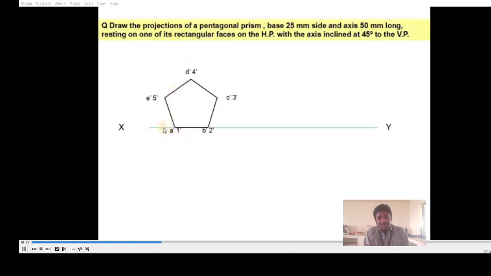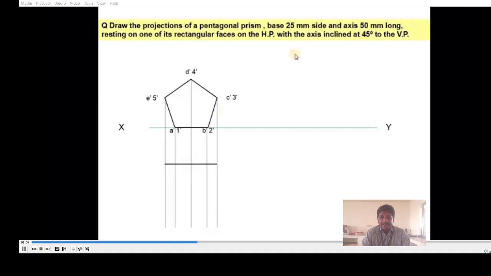The reason we have given two notations for all the common points is that we are going to have two pentagonal laminae, one at the front and the other at the back, because it is a pentagonal prism. 1, 2, 3, 4, 5 is one face and A, B, C, D, E is going to be the other. Now draw the top view. Draw the projection lines from all the points we have drawn, from B2 as well as from C3. Now draw a horizontal line at some distance from the XY line.